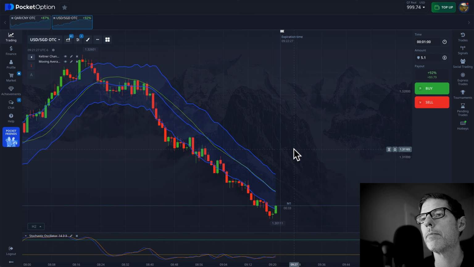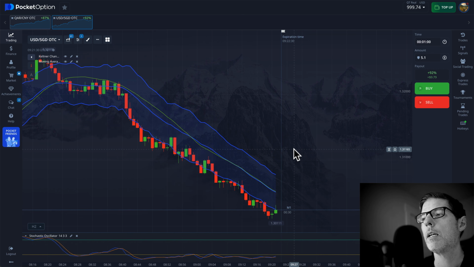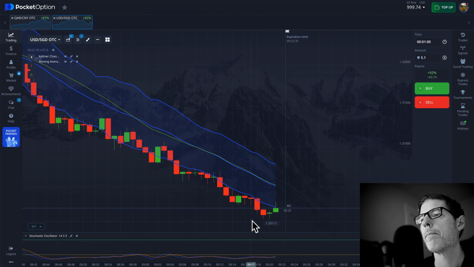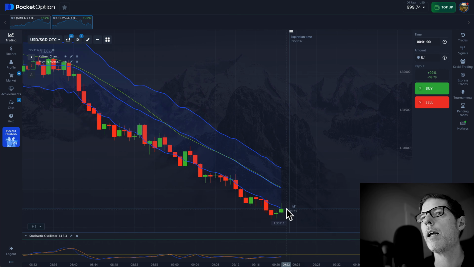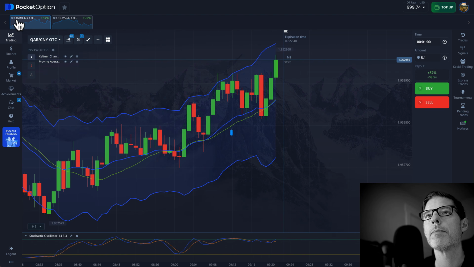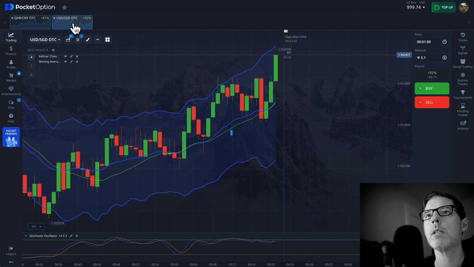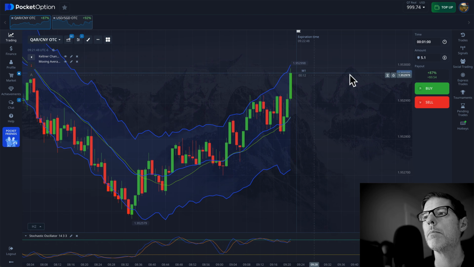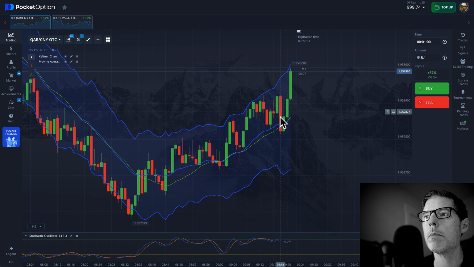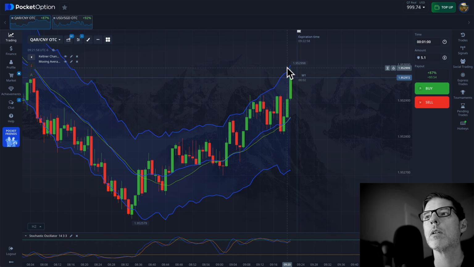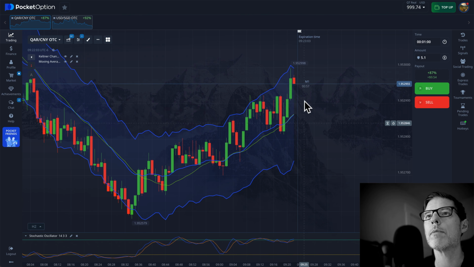How's this doing? This is that interesting QAR CNY. So that's just hanging out. Well, we can keep that open. Actually, that was the USD SGT. This is the QAR right here that we were just on. But look at that nice rejection off of that middle line on the Keltner. It just hit that 20 moving average. Boom, just rejected off of that and took off to the upside. So that's basically the strategy working right in front of your eyes.